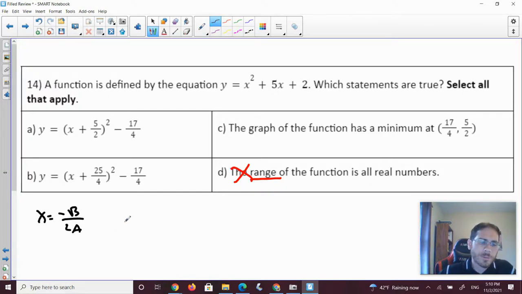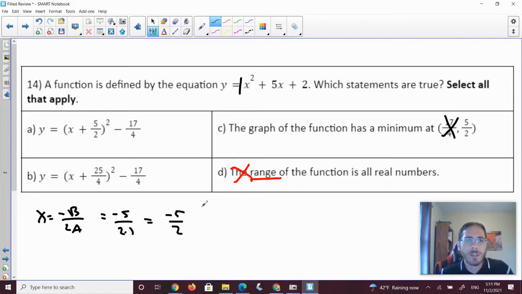When we do that, turns out we're going to get negative 5 over 2 times 1, because again, remember, a is 1 in this case, which is negative 5 halves. Right away, that's not negative 5 halves. So we know it's not going to be c. Well, all right, we got the x coordinate. But wait a second. Again, if we want to write this in vertex form, y equals a times x minus h squared plus k. This is h.